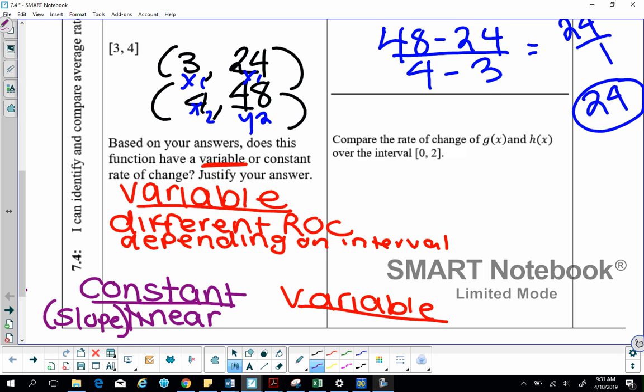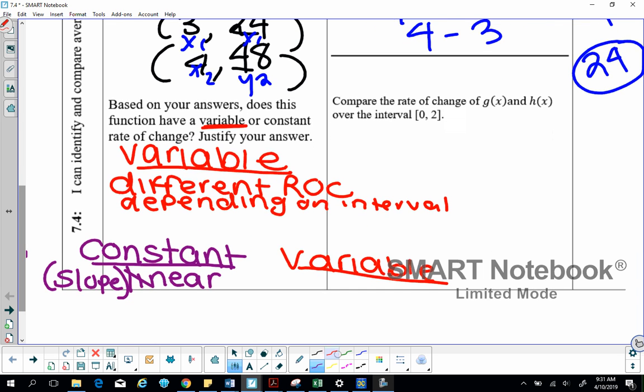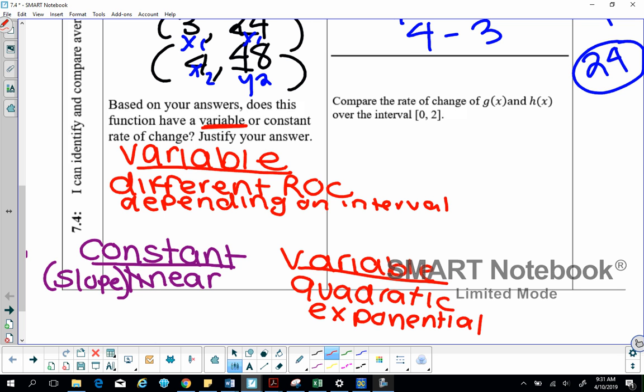The ones that are going to be variable are the quadratic. I would write this down on here. Quadratic and exponential. Because they're going to depend on the interval. So those two have variable. That means they change depending on the interval. The only one that's constant is linear, because it's your m of your y equals mx plus b.